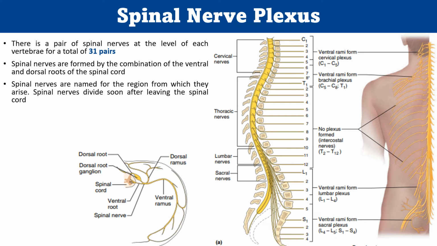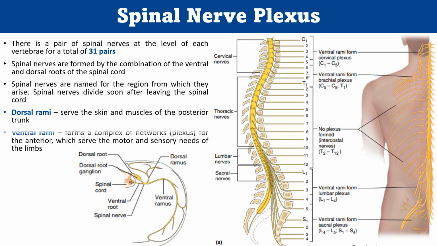A spinal nerve divides soon after leaving the spinal cord. Dorsal rami serve the skin and muscles of the posterior trunk, and ventral rami form a complex network for the interior, which serves the motor and sensory needs of the limbs.